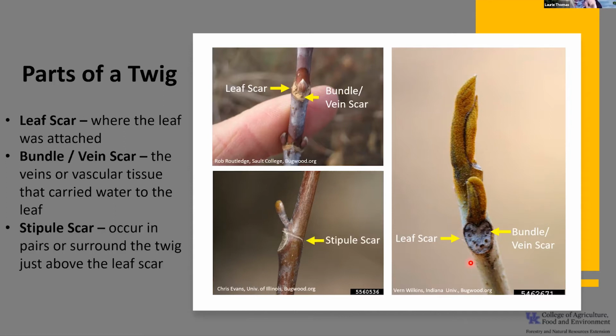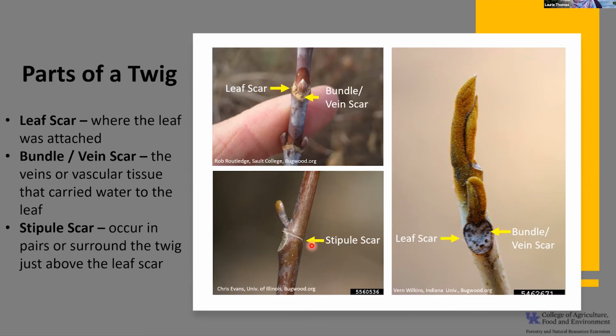And then last is the stipule scar. These occur in pairs or surround the twig just above the leaf scar. See, there's the leaf scar, and it's just above that leaf scar. Not all trees have these. A stipule is just a modified leaf that you'll find at the base of the petiole of that leaf.